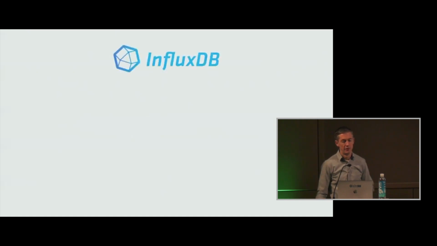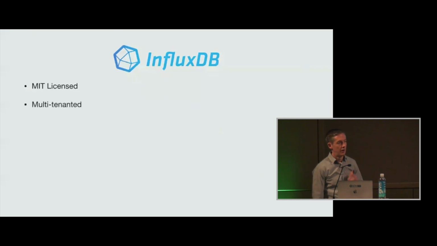So InfluxDB 2 is also MIT licensed, just like before. The entire API in it is designed to be multi-tenanted, right? The InfluxDB 1.x API had a concept of a user and a password, and that was basically it. In 2.0, there's multi-tenancy built into the API at a top level.